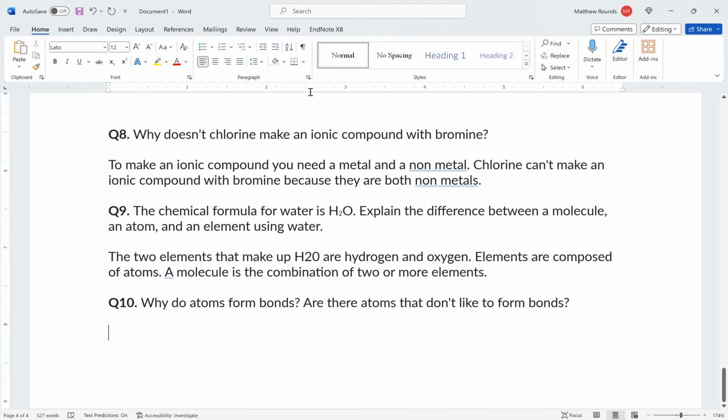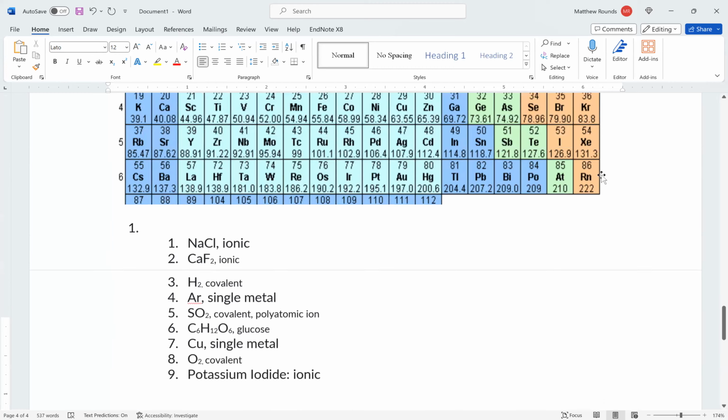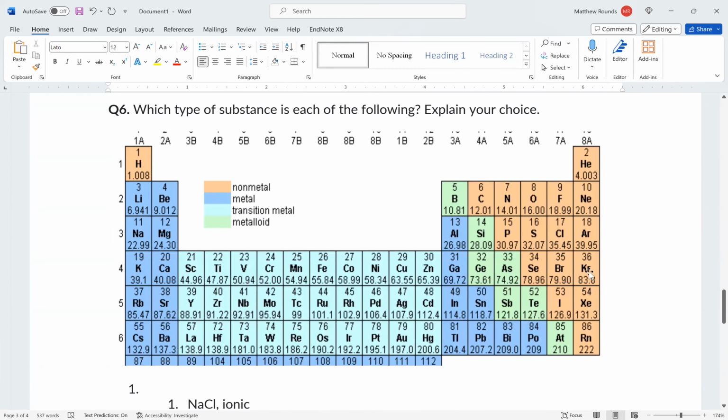Okay, I just typed a simple sentence for why do atoms form bonds. I just said atoms form a bond to make them more stable. Okay, that's good. And yes, so are there atoms that don't like to form bonds? Yes, the answer is yes, comma, and these are the ones all the way on the right. These are called the noble gases. So we want to put a sentence together that says something like that.